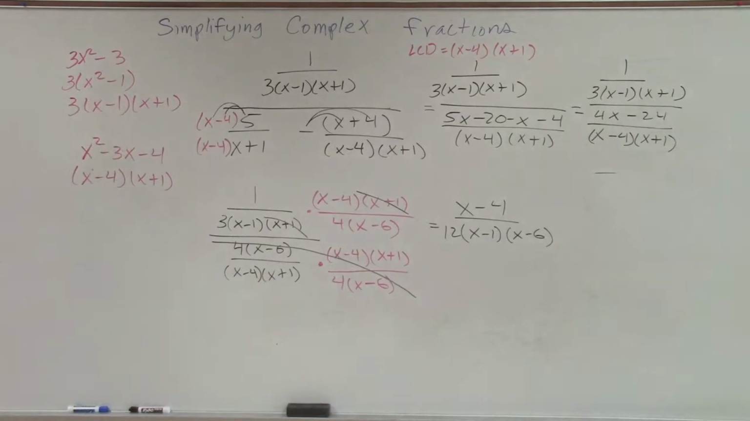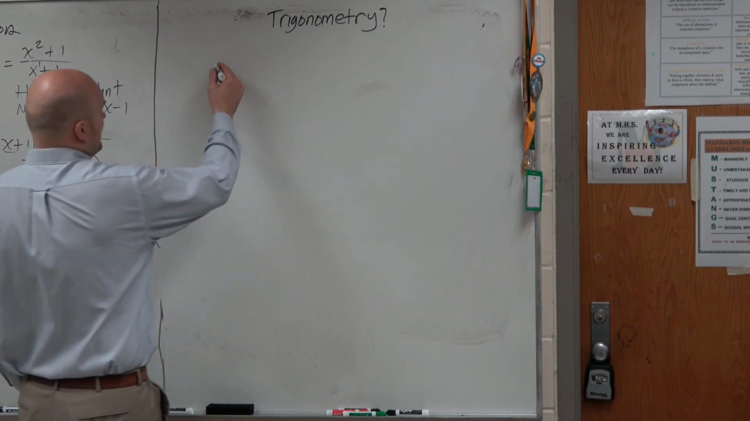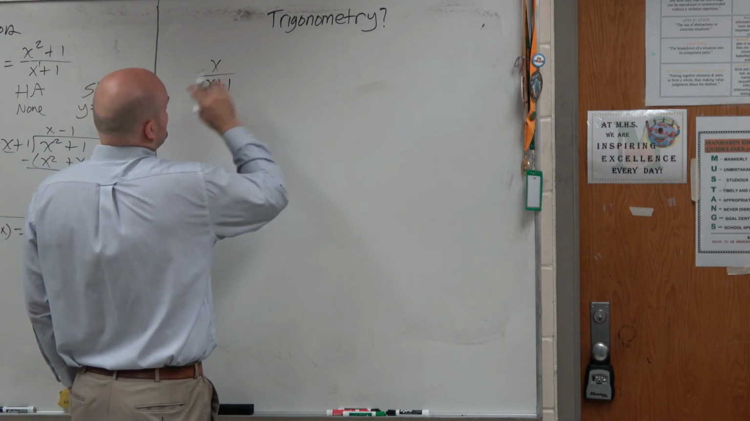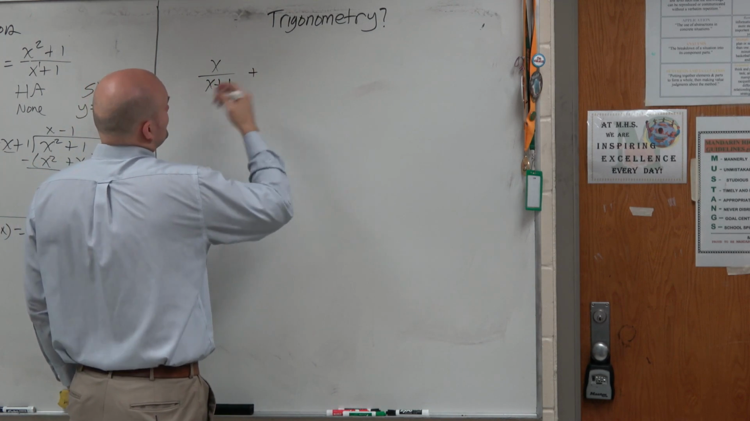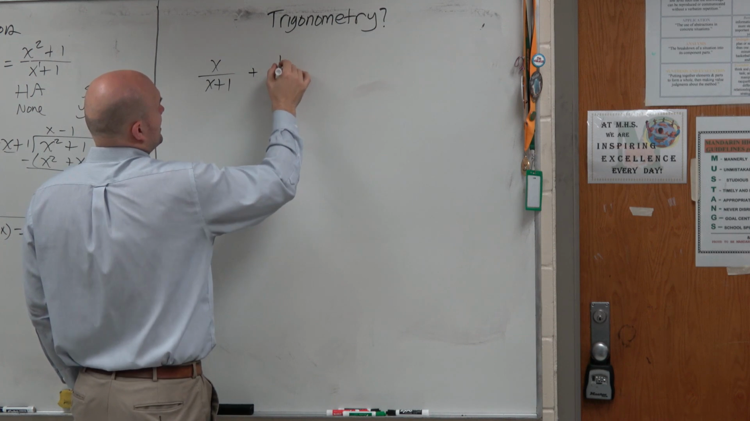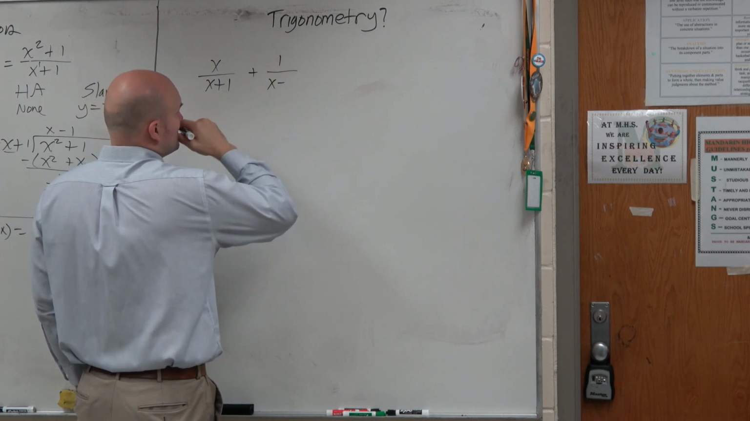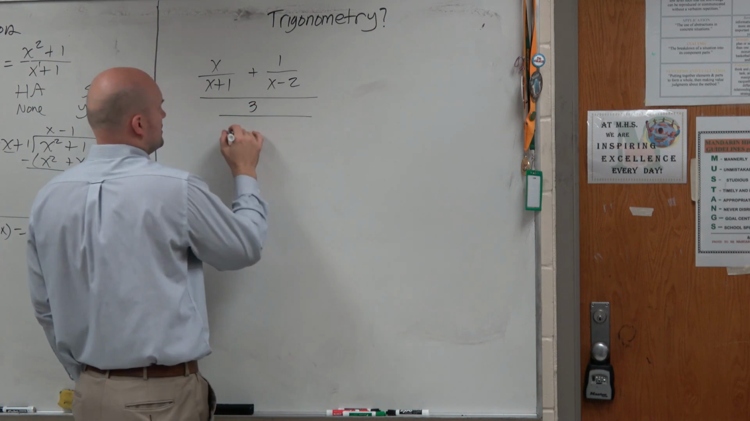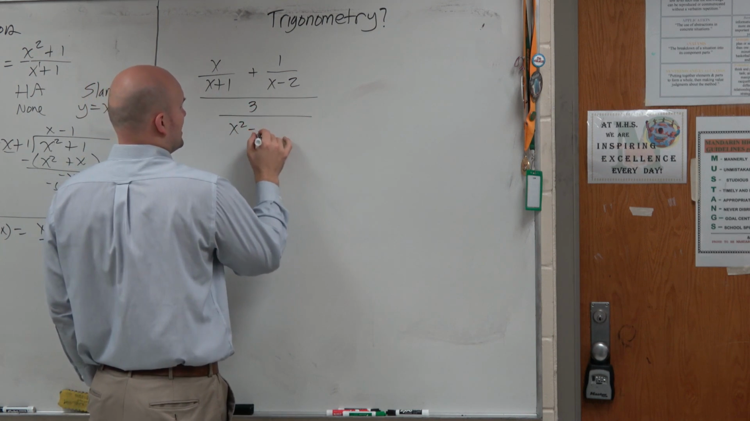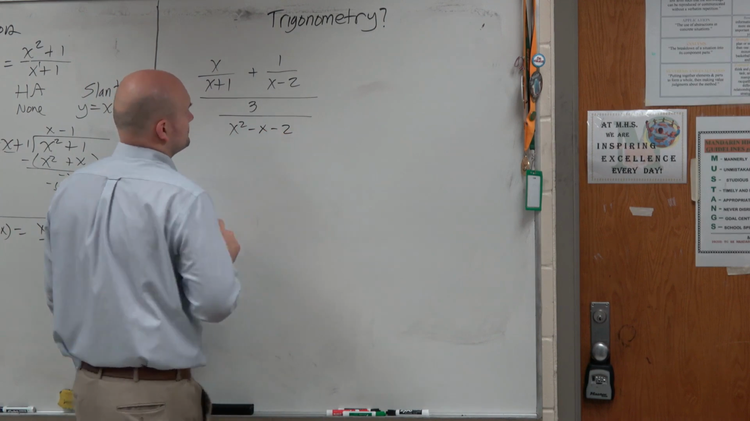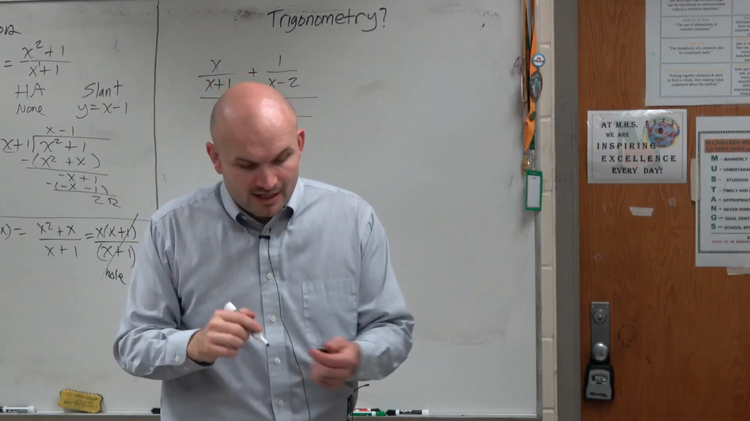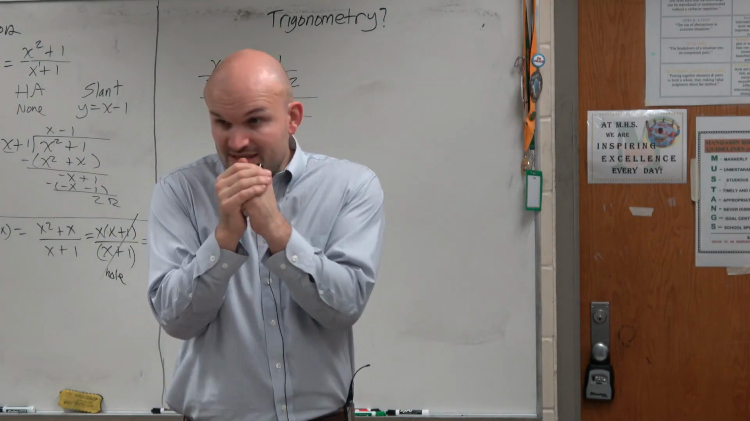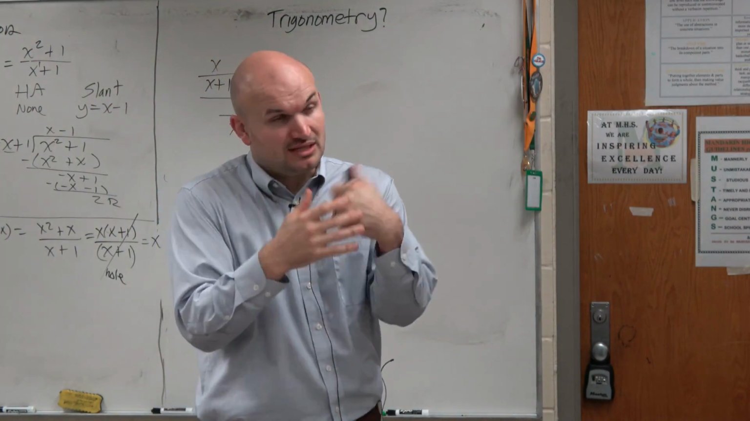Thanks. So let's cover a general problem here. x over, let's just do x plus 1, plus, let's do 1 over x minus 2, divided by 3 over x squared minus x minus 2. All right, let's pretend we had a complex fraction like this. Now, a couple things to remember. We didn't like fractions, right? So what we worked on was eliminating our fractions.